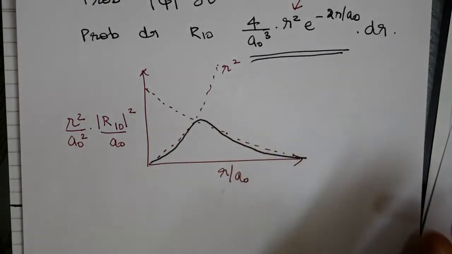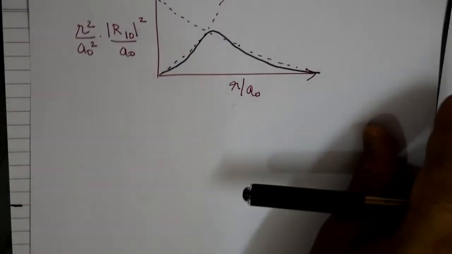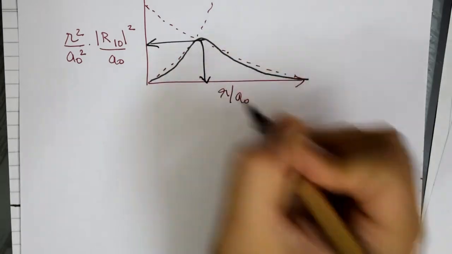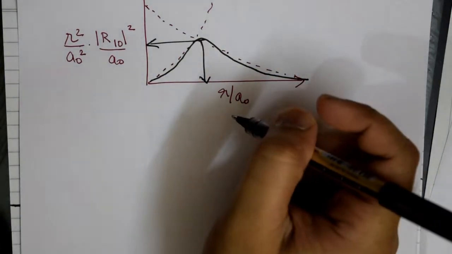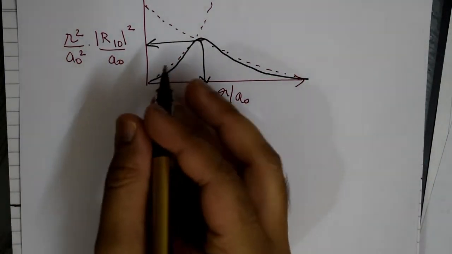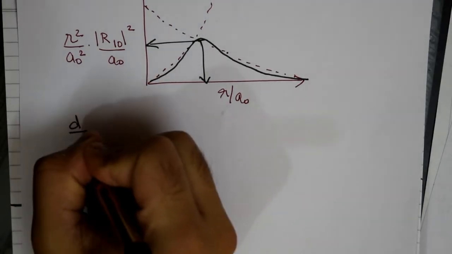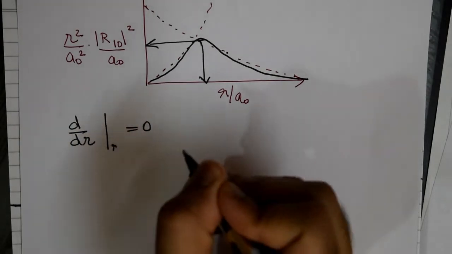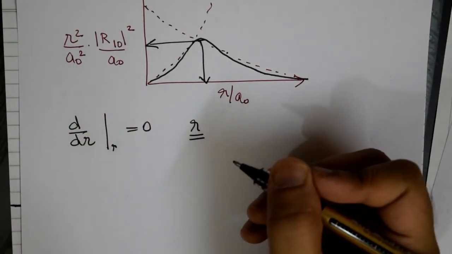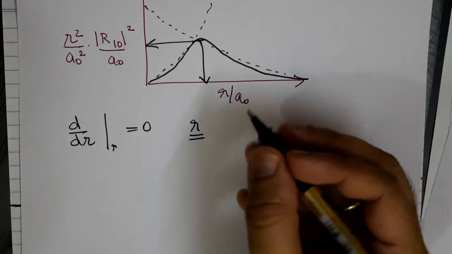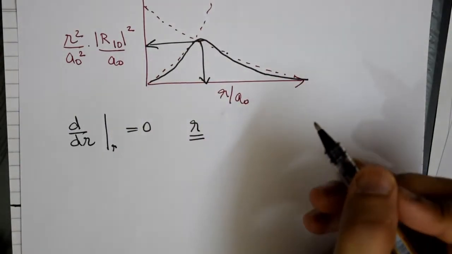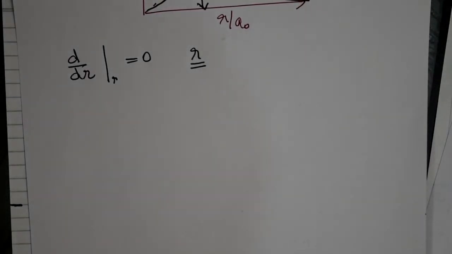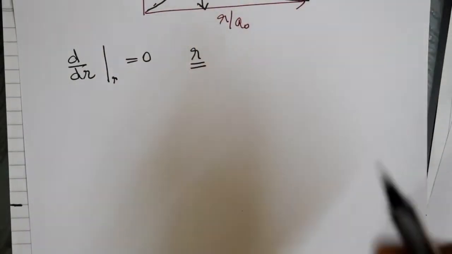So the best way to find the most probable value of finding the electron at a given r over a naught is nothing but taking the differential with respect to r and setting that differential equal to 0 to find the values of r. The moment you do this, you will understand what is the most probable value that ends up coming. Okay, so of course you can sit and do that exercise for this case and find what is r. Why don't we do that real quick?